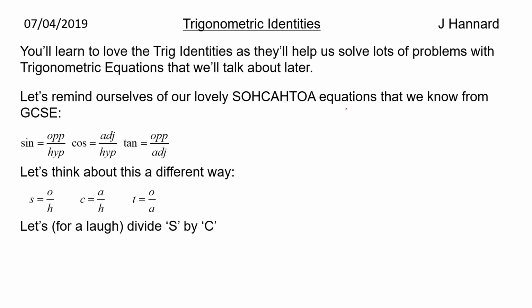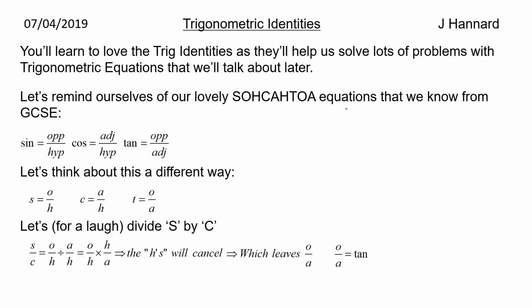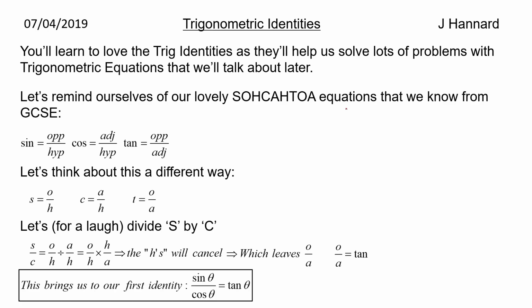Right, let's, for a laugh, divide S by C. So we get S over C is equal to O over H divided by A over H, which is actually O over H times H over A, which, once the H's cancel, is O over A, which is tan. So if you divide sine by cos, it drops out a tan. So there we have our first identity, sine theta over cos theta is equal to tan theta.